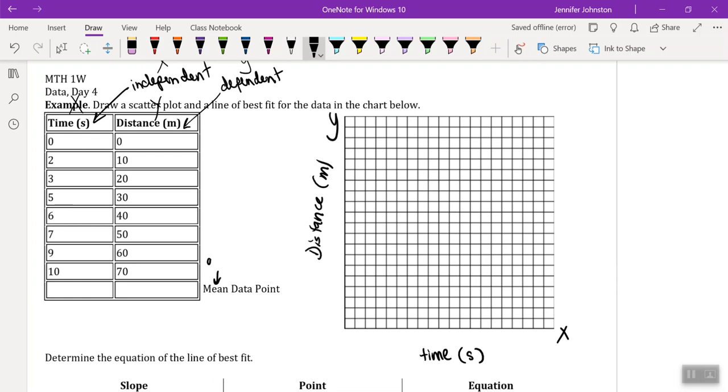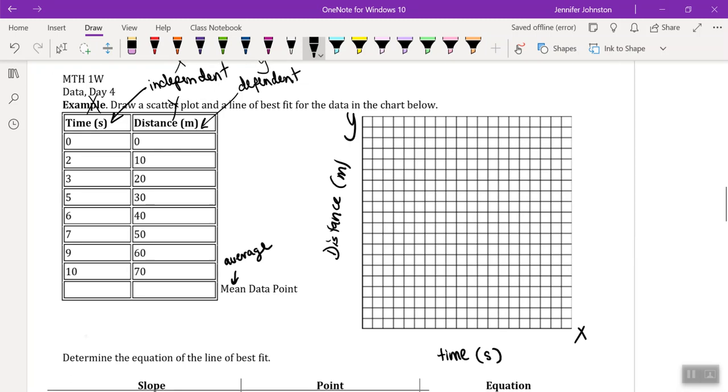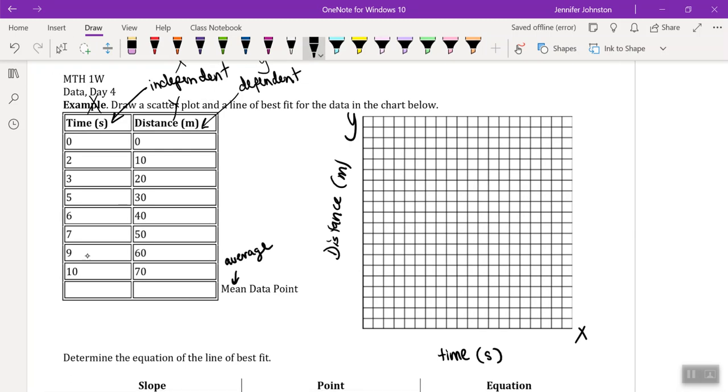Okay, what we're also going to do here is we're going to find the mean data point. Mean just means average. So we're going to find the average point. We have to add everything up and divide by how many there are. So we've got 1, 2, 3, 4, 5, 6, 7, 8 pieces of information here. Let's go ahead and add them all up. Finding the average is called the mean.